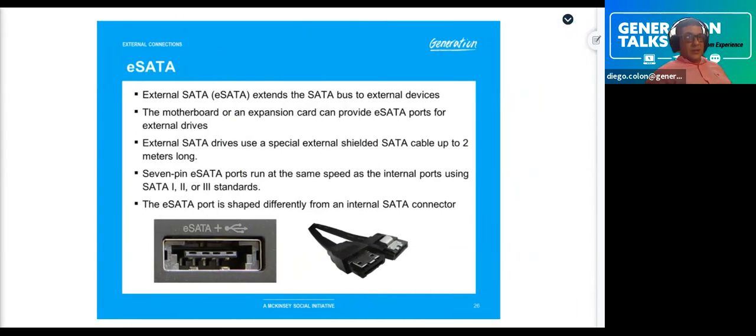eSATA is an external SATA connector. Obviously, it's usually outside, part of the expansion bus most likely. If it's not on a riser card itself, it'll probably be just on the actual slots that you see in the back. It usually has a 7-pin connector, just like the ones that are inside, but it does have a different shape than the internal one to ensure that you don't mess things up.